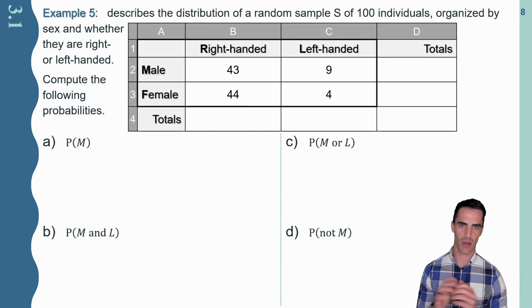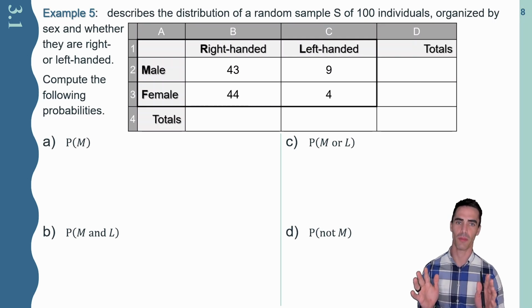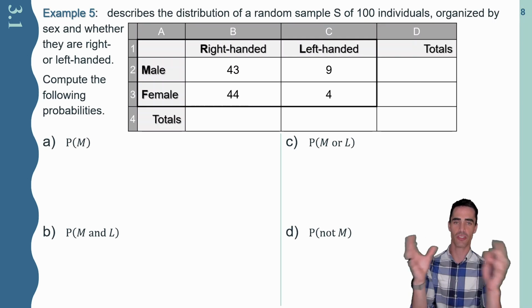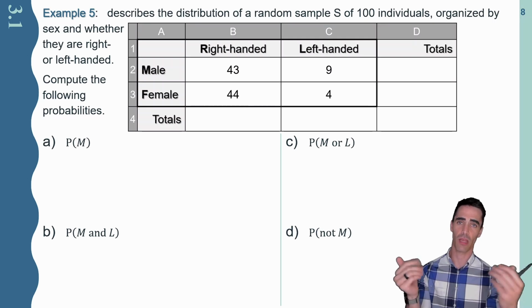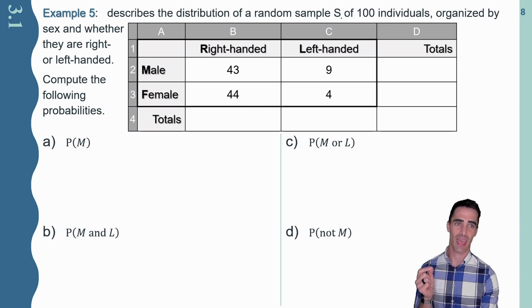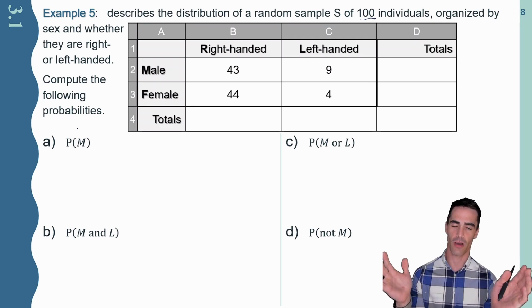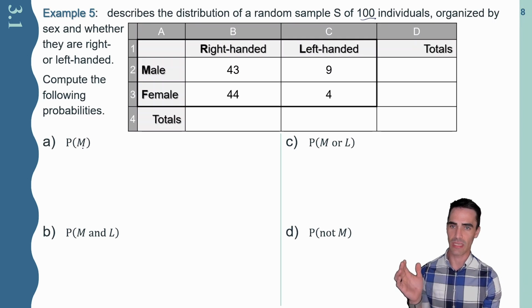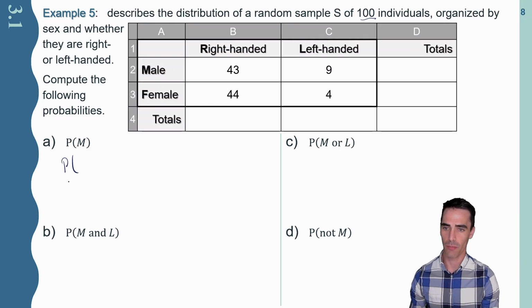These table examples describe one of the most common methods for computing probability, especially when we talk about basic rules. We have a nice chart organizing these different categories, and we're going to compute or pull probability from it. This table describes the distribution of a randomly sampled 100 individuals, organized by sex and whether they're right or left-handed. Compute the following probabilities. So this one, we don't have to be very verbose in our questions. We can simply say the probability of M, which translates to the probability that we pick a male in this case, equals.